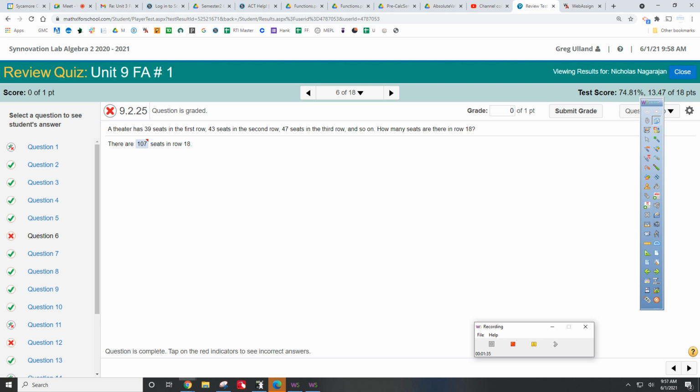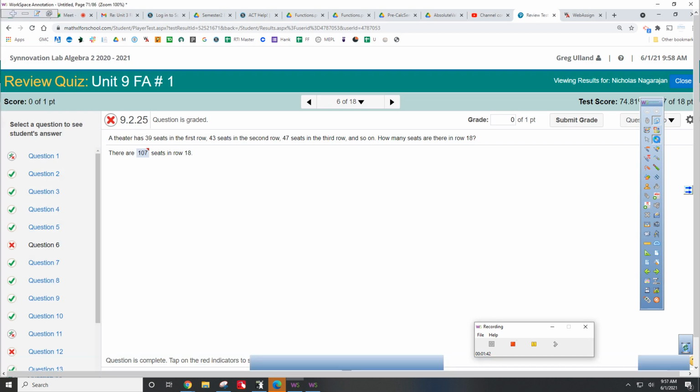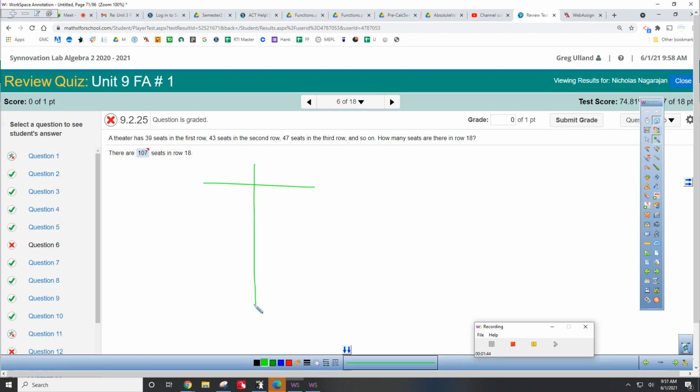All right, you were off by a little bit, so let's take a look at this one. The first row has 39. Second row has 43. Third row has 47. So it looks like our pattern is that we're going up by 4 each time. So m is 4. To find our y-intercept, we put in a 0 for x.